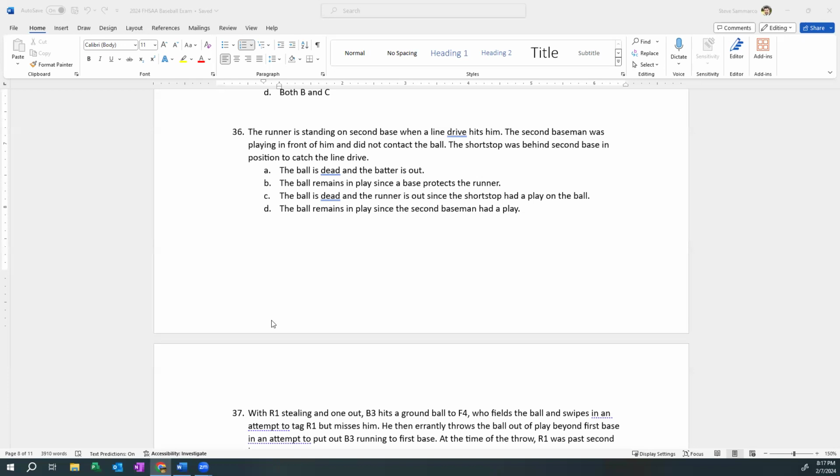I had this on my test. Did you submit it? Once the second baseman makes an attempt on the ball, I don't care. Once the second baseman makes an attempt, I don't care if it hits the runner. Well, if it's somebody other than the pitcher. But the shortstop was behind the runner in a position to make a play. That's important. It's C as in Carl.